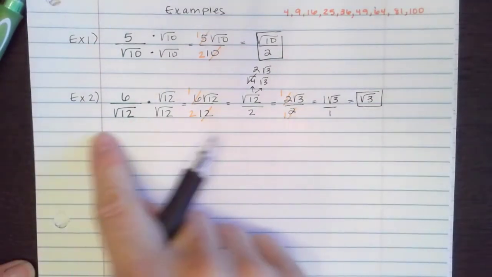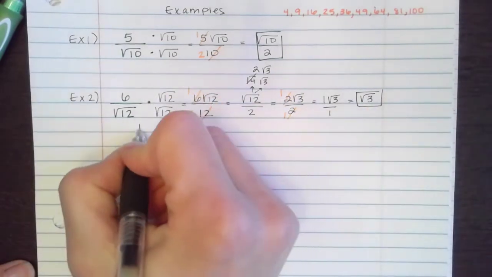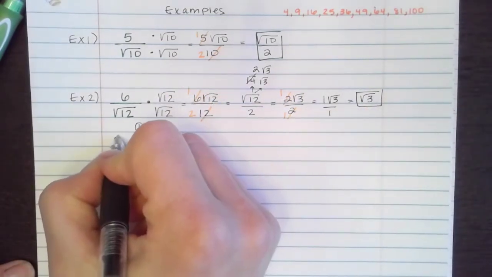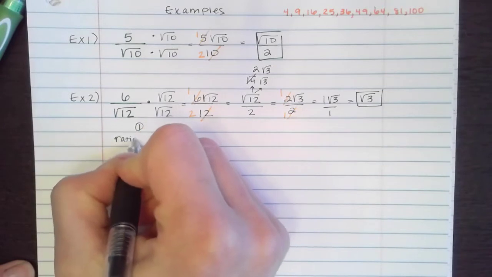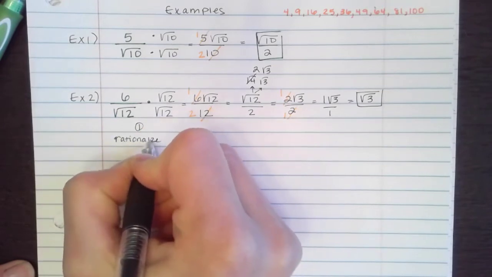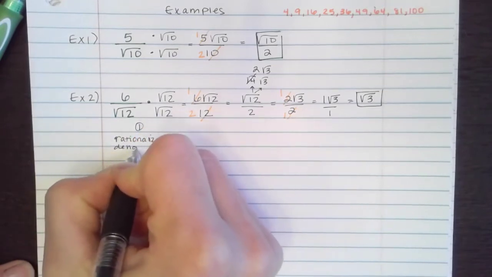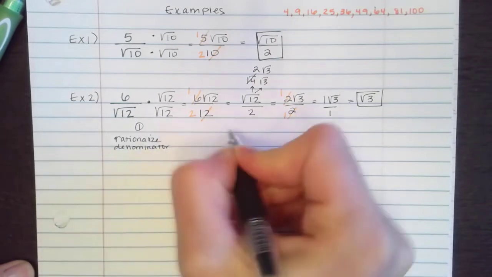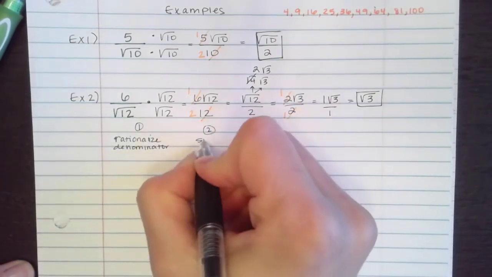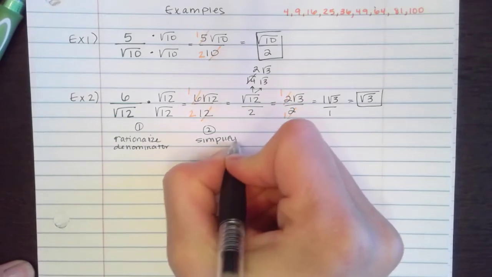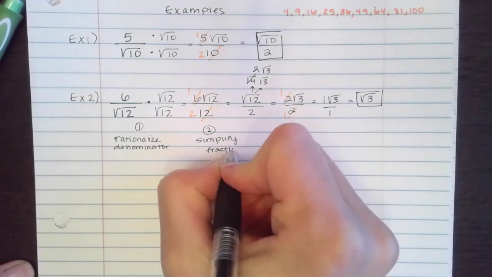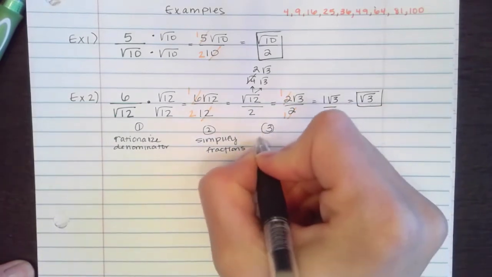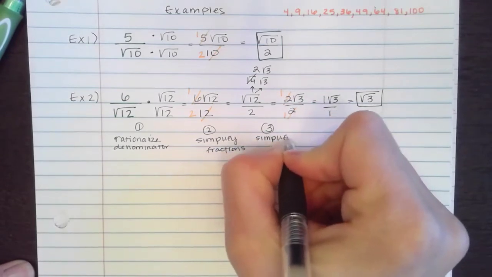This is a 3-step process. 1. Rationalize the denominator. 2. Simplify fractions. 3. Simplify radicals.